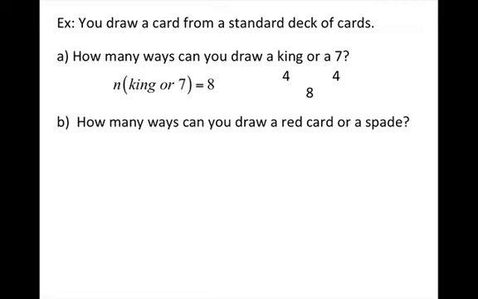Now, how many ways can I draw a red card or a spade? Since spades are black, these two sets do not overlap. I can't draw one card and it be red and a spade, so they're mutually exclusive. Well, half of the cards in the deck are red, so half of the 52 or 26 cards are red. Spades are one of my 4 suits, and there's 13 cards in each suit, so there's 13 spades. If I add these, I get 39, so there's 39 ways to draw a red card or a spade.